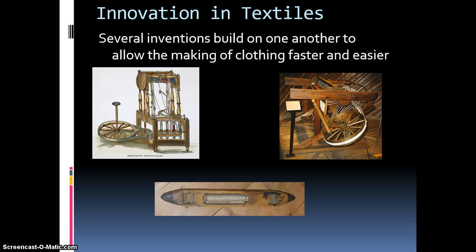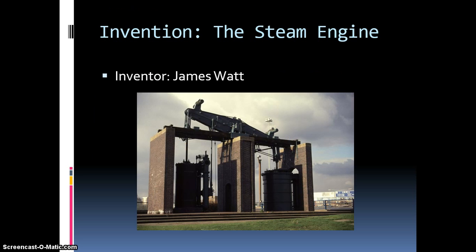Some others we have here are the spinning jenny, the spinning frame, and the flying shuttle. All these things are inventions that build on one another to make the clothing industry, the textile industry, faster and easier, and clothes now are mass produced and they become cheaper, and the quality does improve. Another invention is the steam engine, invented by James Watt, and this is actually still a working steam engine in Great Britain.